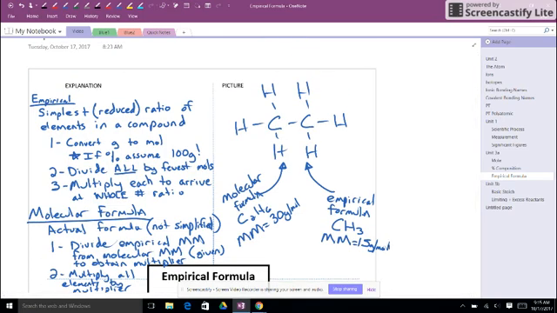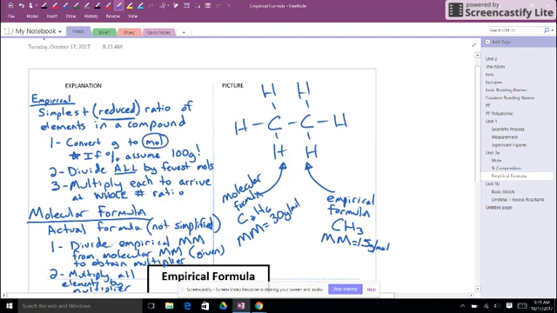Okay, so today in class we talked about empirical formulas, and just a quick review. An empirical formula is the simplest or reduced ratio of the elements in a compound. The procedure we're going to use to calculate an empirical formula is to convert all of our amounts from grams to moles. We want to be in moles.